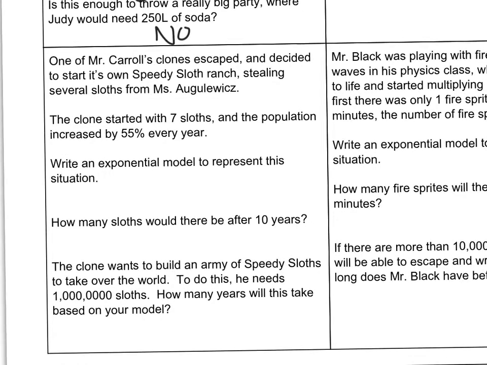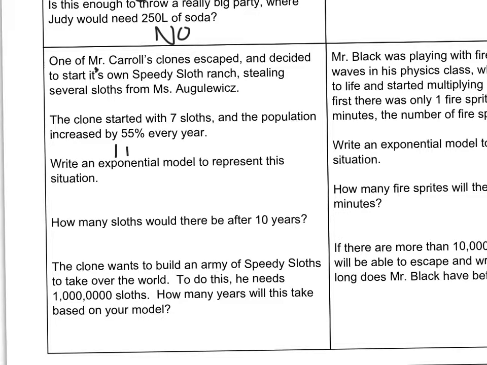All right, next up we have one of Mr. Carroll's clones escaping. Oh, no, not that. And deciding to start its own speedy sloth ranch. That's the wrong its. I'm going to change that. Should not be an apostrophe there. Stealing several sloths from Miss Ogg. Oh, that's awful. The clone started with 7 sloths and increased by 55% each year.